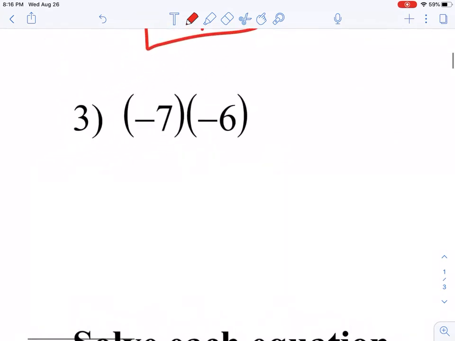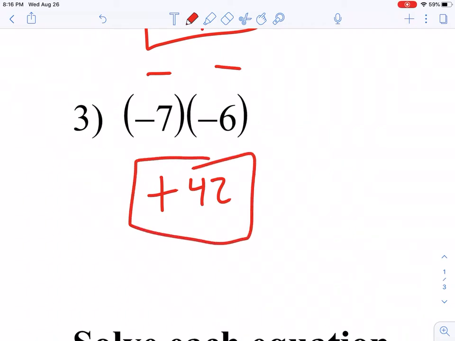Number 3, we are multiplying. When we multiply or divide, if our signs are the same, in this case they are, then our answer ends up being positive. If our signs are different, we get a negative answer. 7 times 6 is 42. So we get positive 42 as our answer.